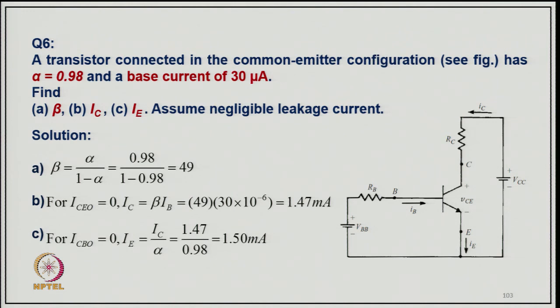Find beta, IC, IE, assuming leakage current is 0. Solution: beta equals alpha upon 1 minus alpha; putting the value, it comes 49. For ICBO equal to 0, IC equals beta IB; putting the value, it comes 1.47 milliampere. For ICBO equal to 0, IE equals IC upon alpha, which is typically 1.47 divided by 0.8, and it comes 1.5 milliampere.